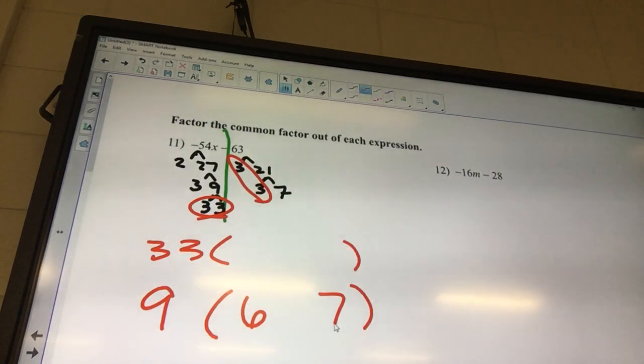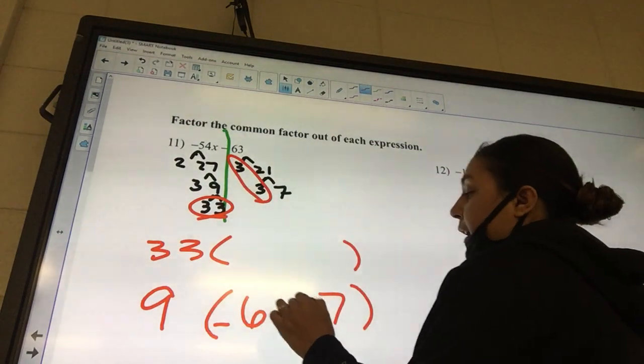Okay, we can't pull out any X's, so we're going to put all of our signs back and our letter back.